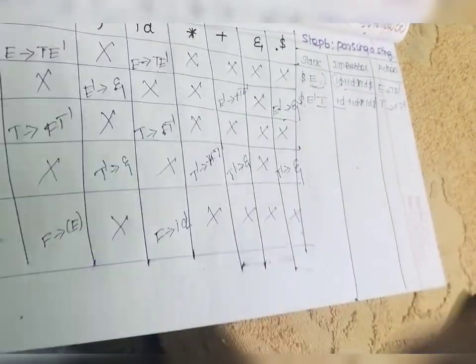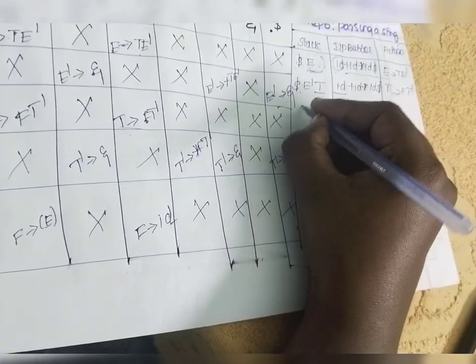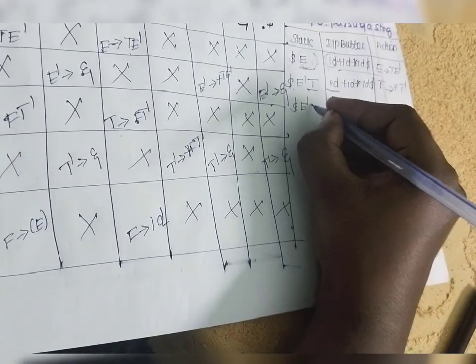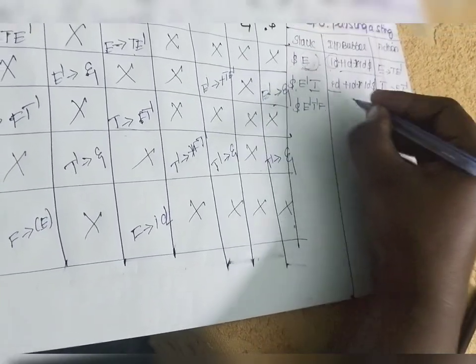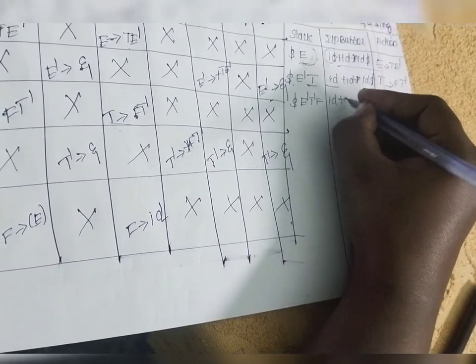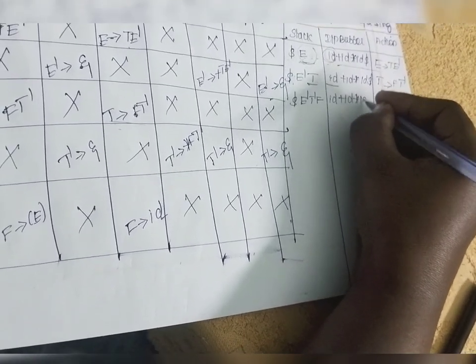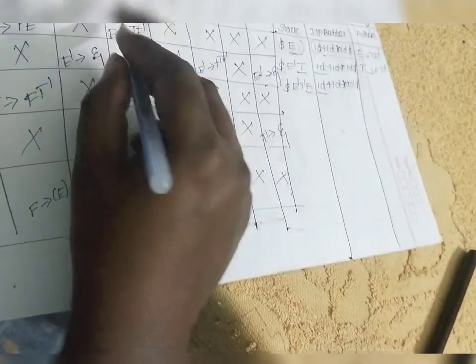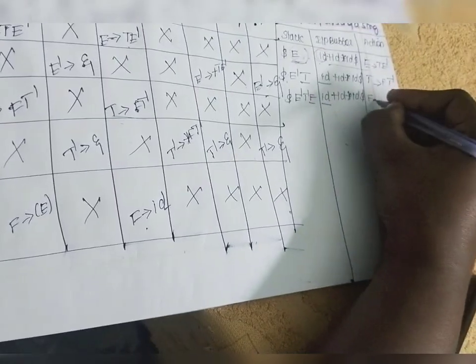If I am filling that, you have to fill it in reverse order. Then you have to write dollar symbol E dash. T only, fill like T dash and F. The remaining input will be ID plus ID star ID dollar symbol. Then again F and ID. F and ID having F tends to ID.